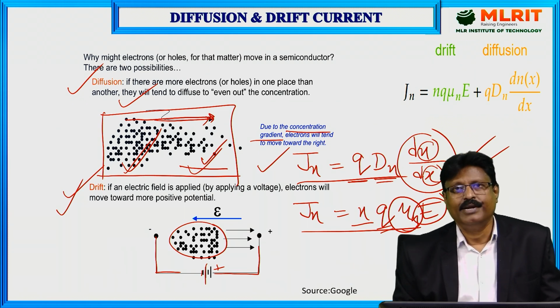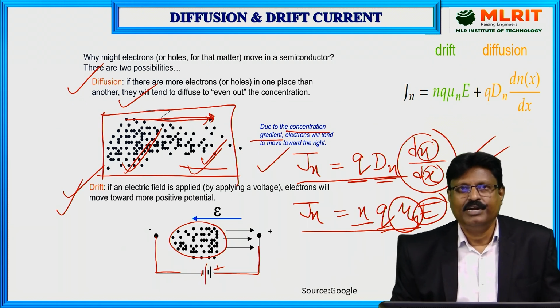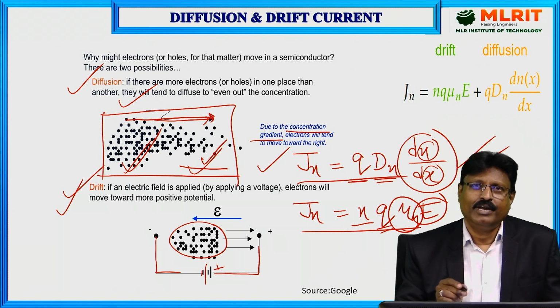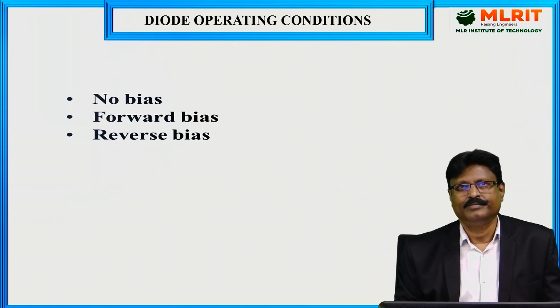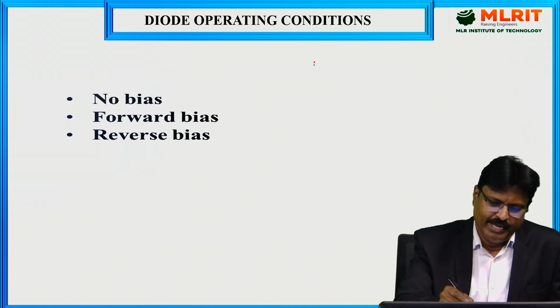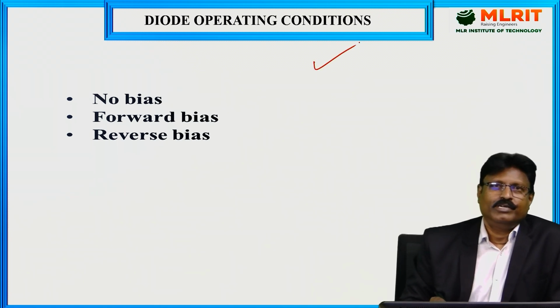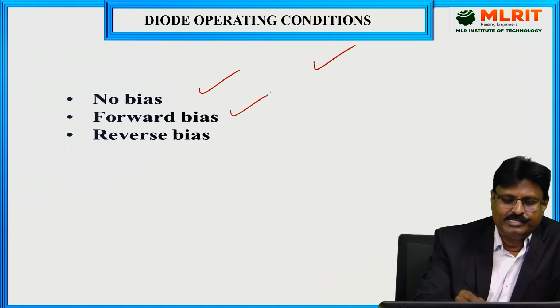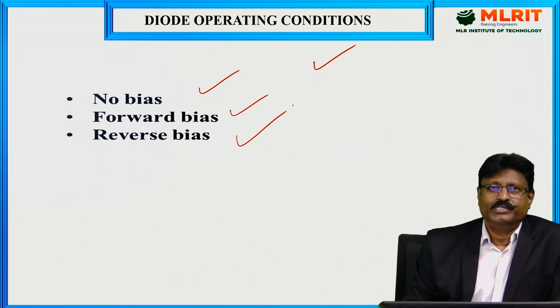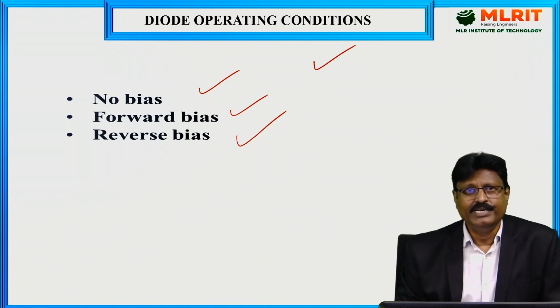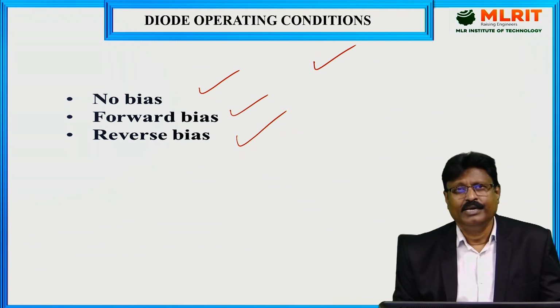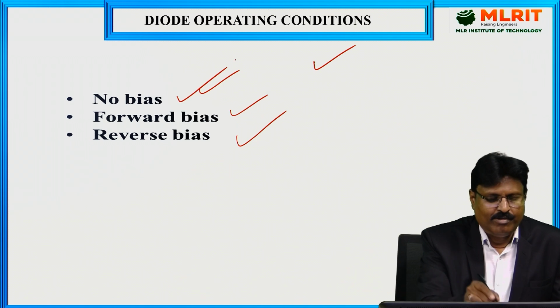The total current inside the PN junction diode is due to the combination of drift current and diffusion current. So the total current I can be written as the current due to diffusion plus the current due to drift. Next, about the diode operating conditions. There are three different operating conditions for the PN junction diode: no bias, forward bias, and reverse bias. In this lecture, I will concentrate only on no bias.